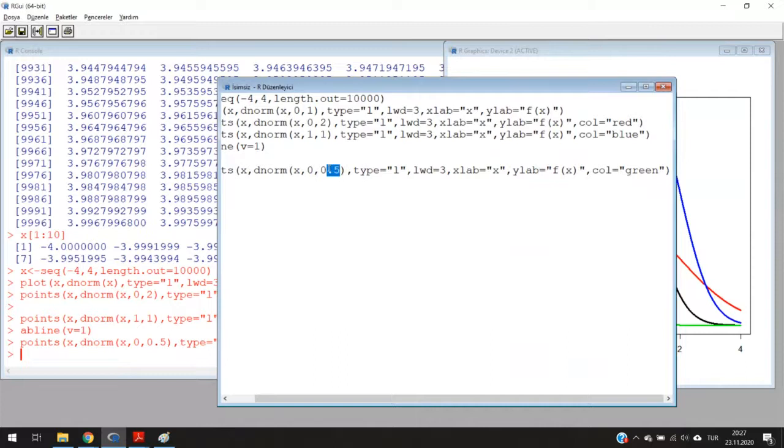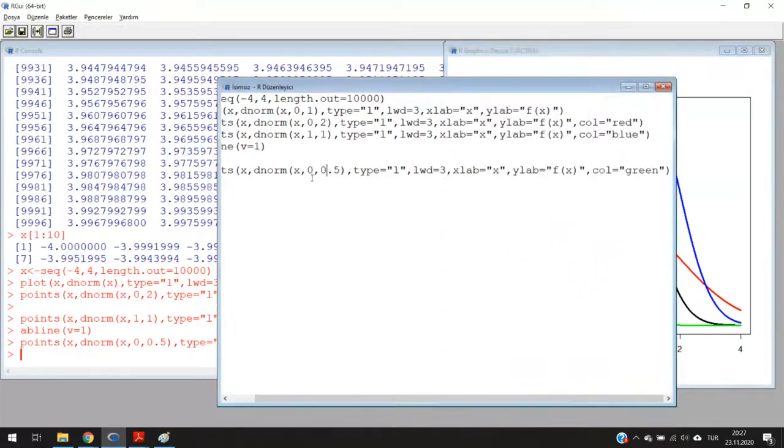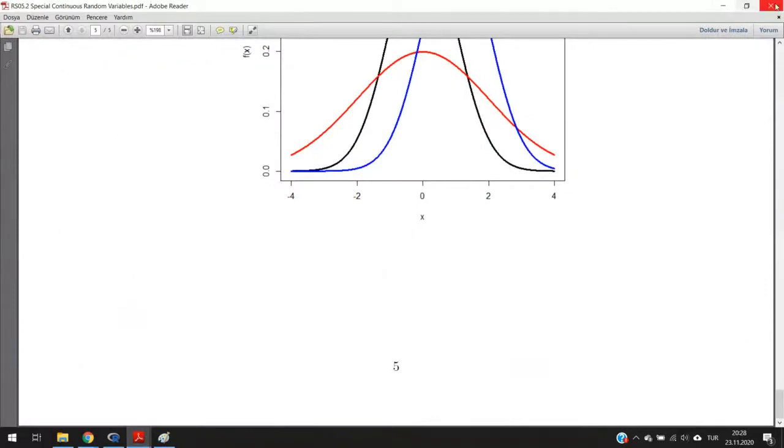In fact, when you make the scale parameter equal to 0, you will not see anything because the variation will be 0, and there will only be a single value that this variable can take, which is the location parameter. All right, so that's the end of the second video, as you can see here.